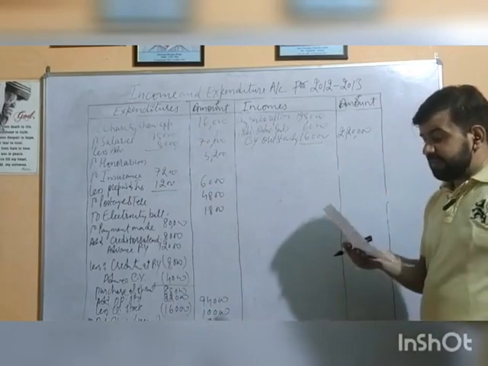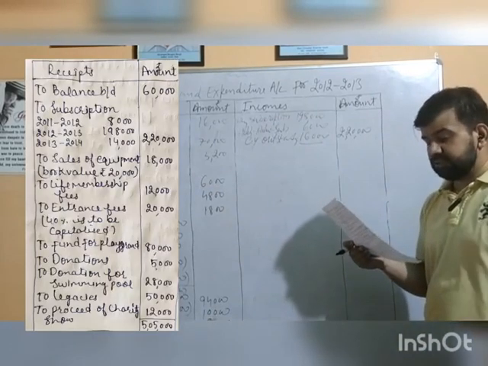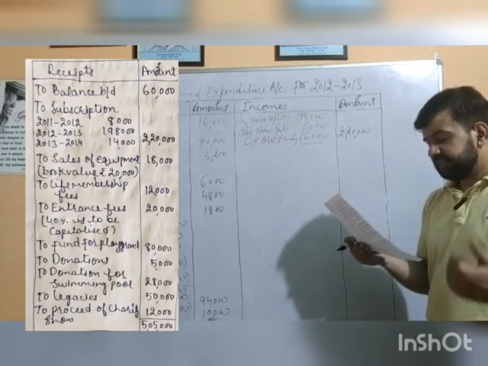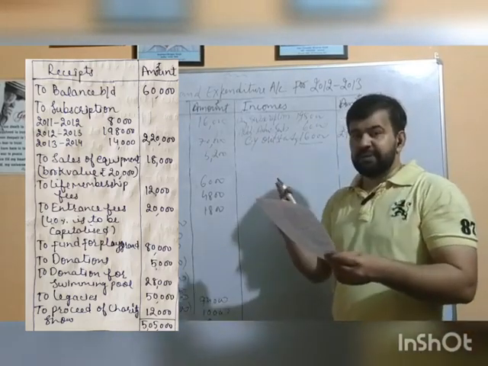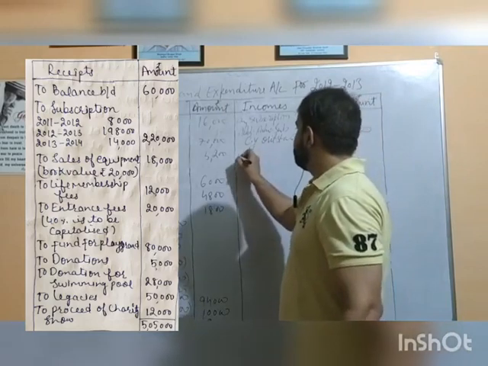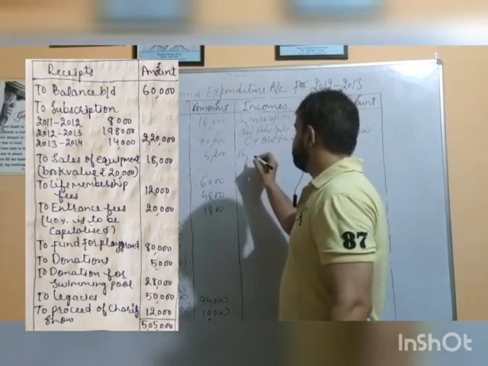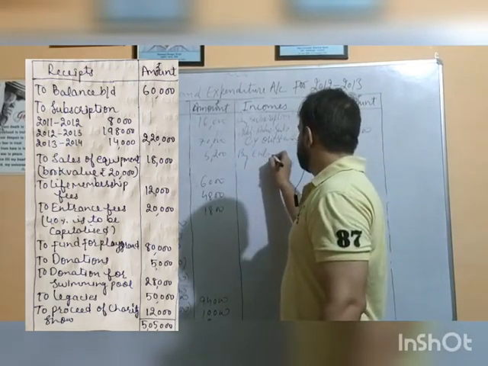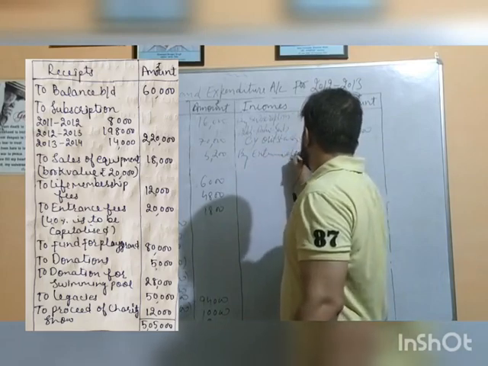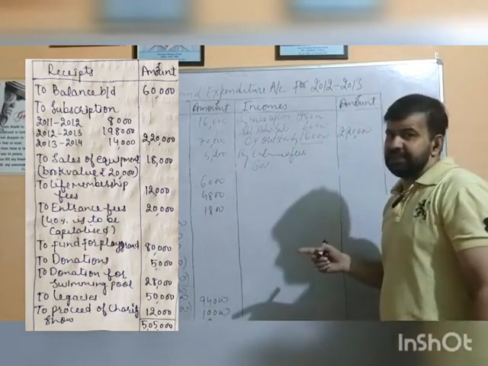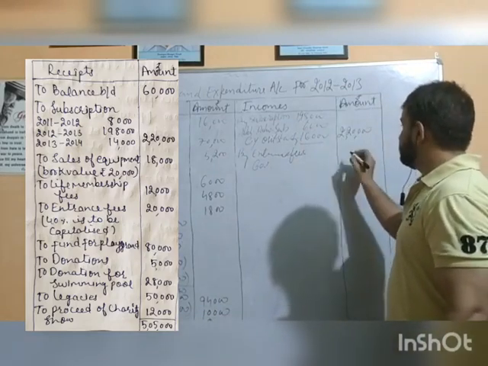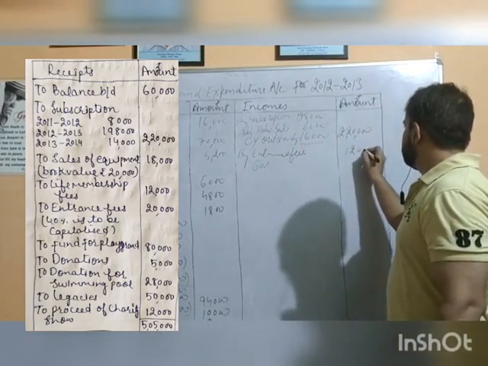Then we come to life membership fees. We have to show this in the closing balance sheet. Entrance fees are also to be shown to the extent of 60% here and 40% in the balance sheet. So 40% of 20,000. Entrance fees: 60% here and 40% is to be transferred to the balance sheet. 60% of 20,000 is going to be rupees 12,000.